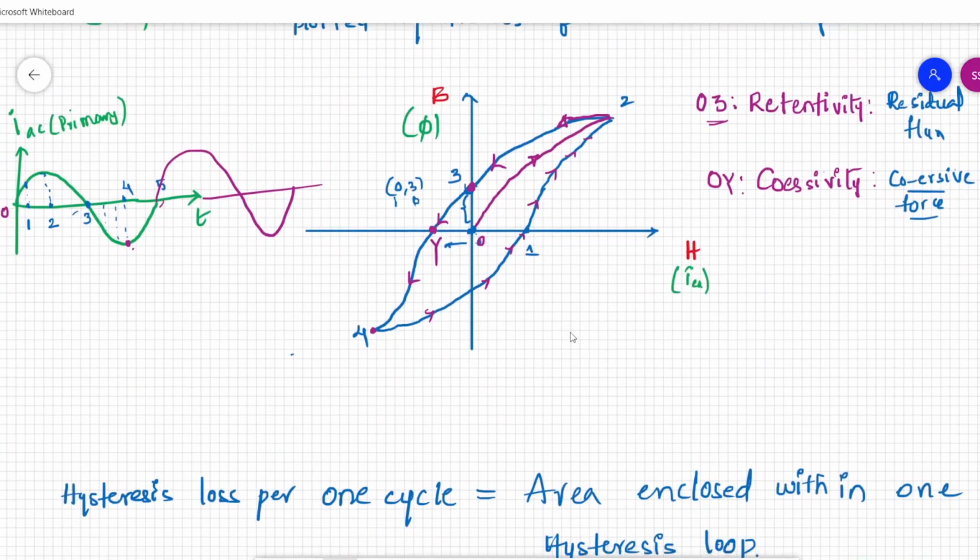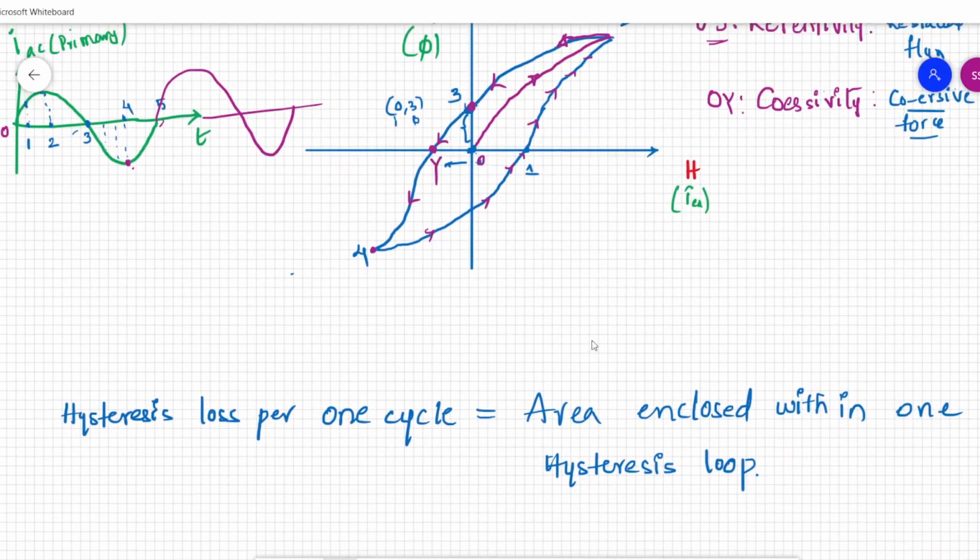Now how can we relate this to our hysteresis loss? We know that hysteresis loss will take place, and we consider this theory for one full cycle. In one full cycle, the magnetic domains in the magnetic core material try to flow forward for the positive half cycle and reverse for the negative half cycle.